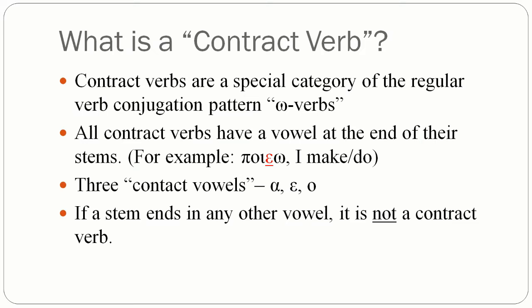So they have these short vowels at the end of the stem, and there are 3 contract vowels specifically. If you see one of these at the end of a verb stem, it means it is a contract vowel. Those 3 contract vowels are alpha, epsilon, and omicron. Now, if you have a verb and the stem ends in any other vowel, it is not a contract verb. Contract verbs will only have their stem ending in alpha, epsilon, and omicron.